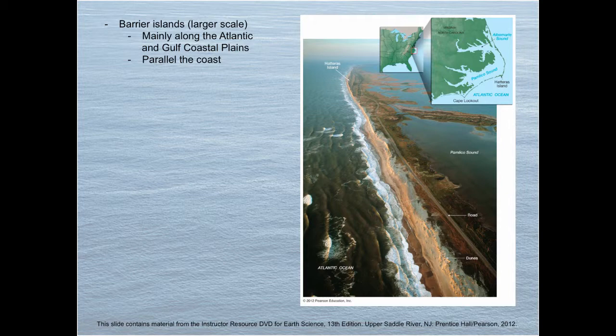Barrier islands are depositional features that are much larger in scope than the spits and the baymouth bars and tombolos of the previous slide. Barrier islands mainly occur on passive margins where there's lots of sedimentation, lots of deposition, and fairly little deformation processes and uplifting processes. They run parallel to the coast.